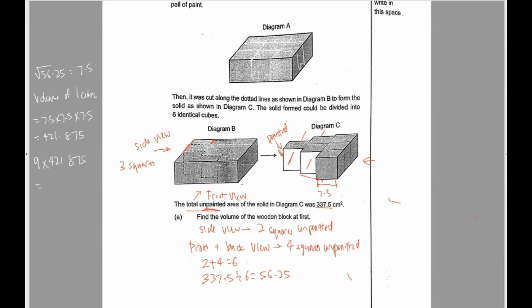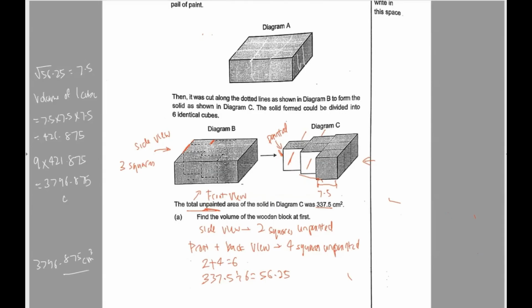you get 3796.875 cubic centimeter. Please leave your answer as it is, at 3 decimal places. Don't be a smart aleck to do the 2 decimal place, because the question didn't ask you to be 2 decimal place. So leave it as 3. Okay.